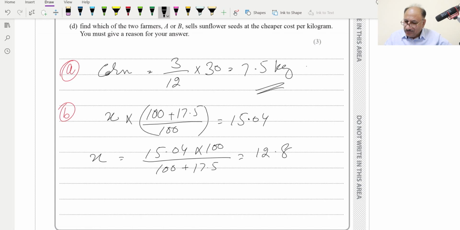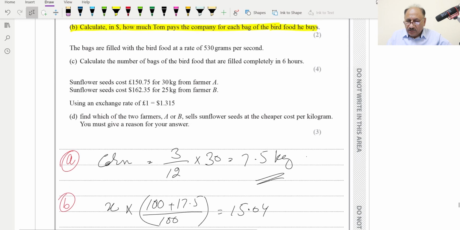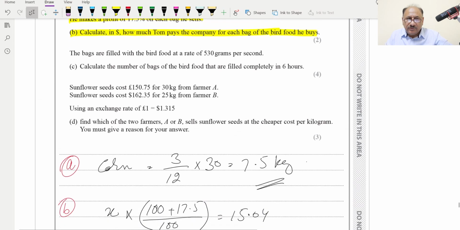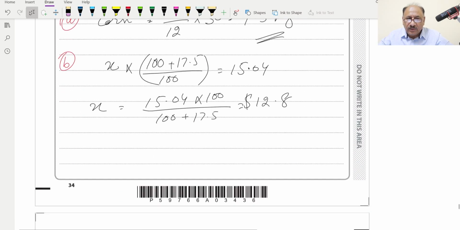12.8. This will be the price, basically the buying price in dollars. So calculate in dollars how much Tom pays to the company. So this will be in dollars. This is the answer for the B part.